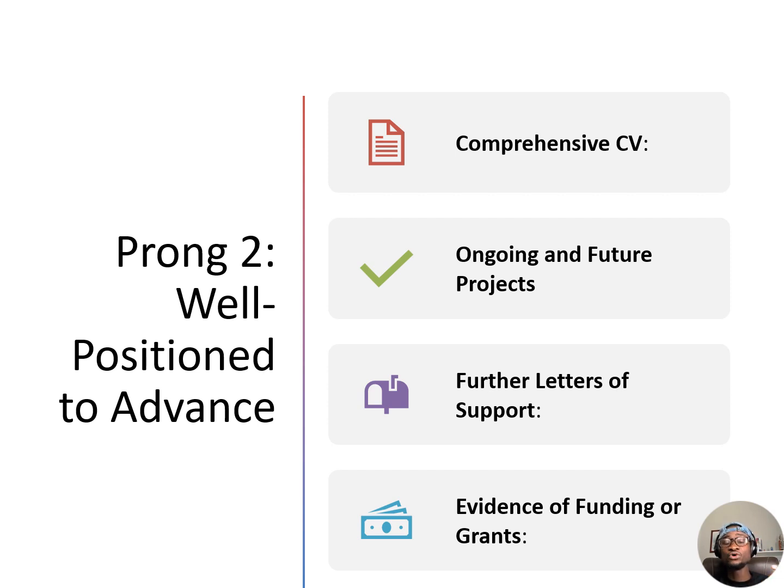So overall, for the second prong that talks about being well positioned to advance your proposed endeavor, and this is again not a comprehensive list, some of the key documents you need are a comprehensive resume or CV. If you have documentation of any ongoing or future projects, that is also a plus. You need further letters of support from your colleagues, mentors, or people you are working with in your research work, otherwise known as collaborators, as well as evidence of funding and grants. If you have these, this is also a plus for you as you try to provide evidence to show that you are well positioned to advance your proposed endeavor.